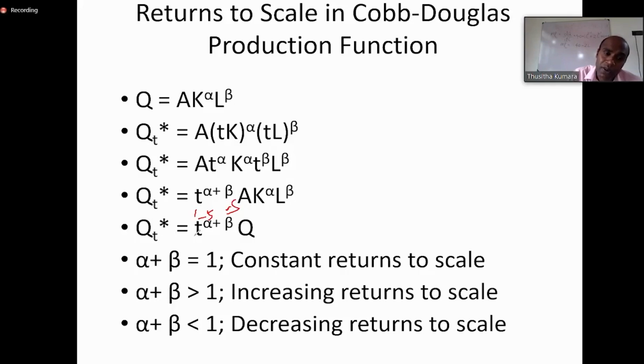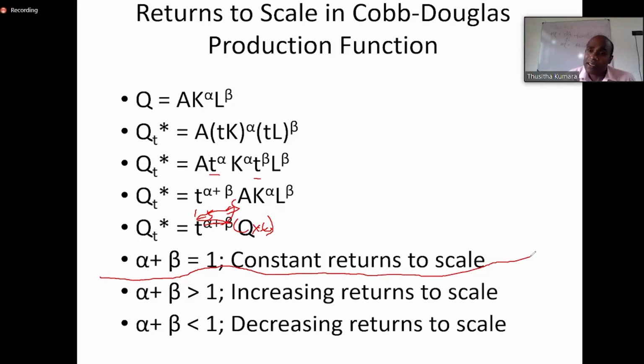Therefore, when you increase your input with T, your output also will be increased with T, because this will be T times Q. Final answer. Output will be increased in the T proportion. So we say alpha plus beta equal to 1, we are getting constant returns to scale.